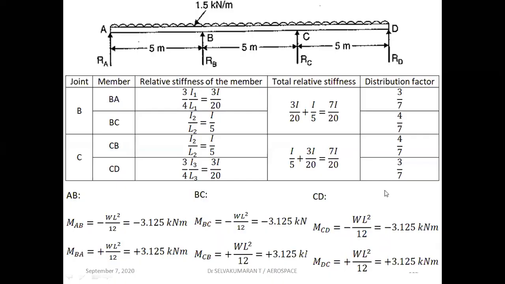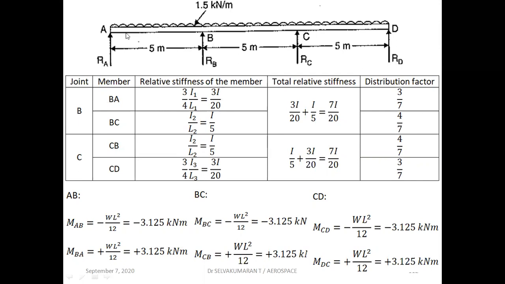So in this problem, you have got three spans of the same length throughout the beam. The same value of UDL, 1.5 kilonewton per meter, is applied. Okay, AB, BC, B is the joint, BA, BC are the members. BC, CD, C is the joint, CB, CD are the members you can see here.